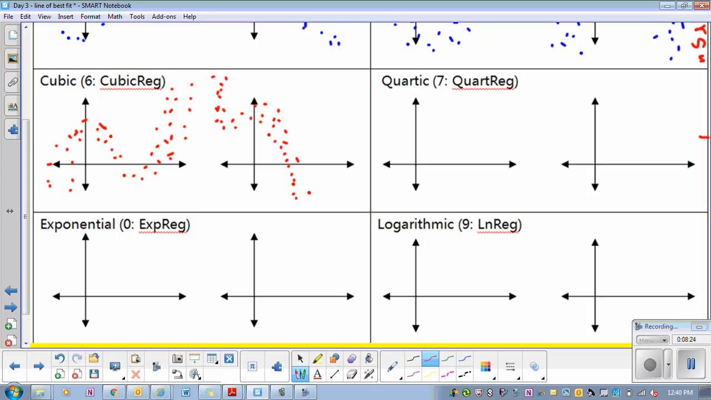What I'm going to do with this one is I'm actually going to show you what this line would look like.